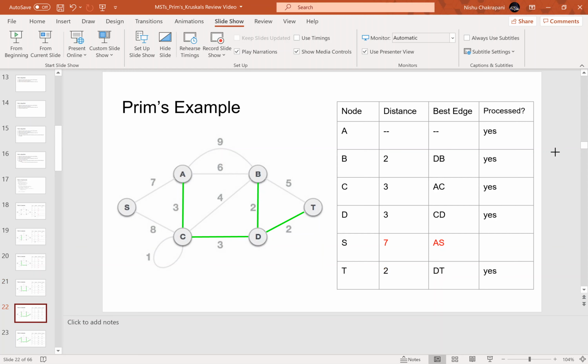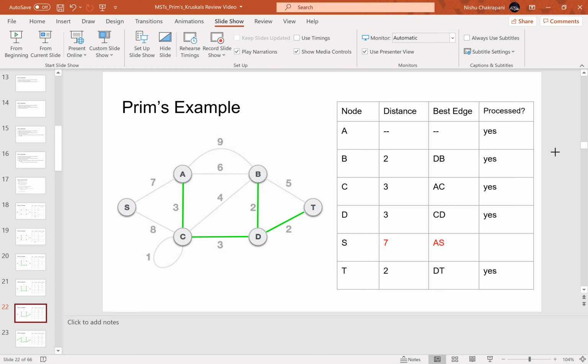The next cheapest option would be this D to T edge. So we go along there, include that in our MST, and mark T as processed. And the only place that T could go at this point is to B, but B has already been processed, and we don't want to make a cycle, so we don't do anything at node T.